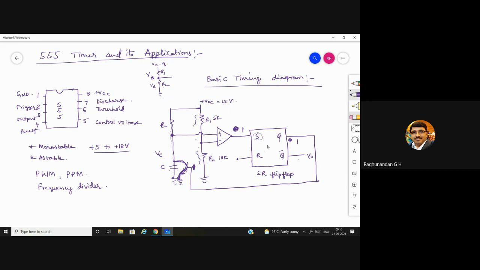But at the same time, at the output side, we can observe that when the capacitor is charging, during that time the output will be high because we are taking it across Q bar. So during that time the output will be high. By the time the capacitor is charging, the output will be high. When the capacitor starts the discharging, that is when the set becomes high.